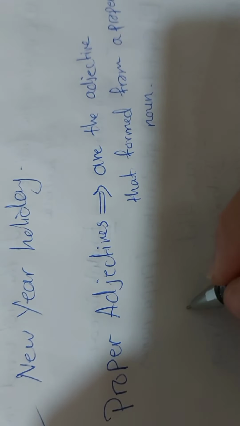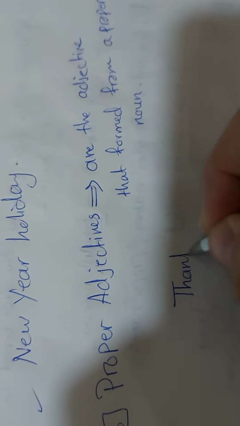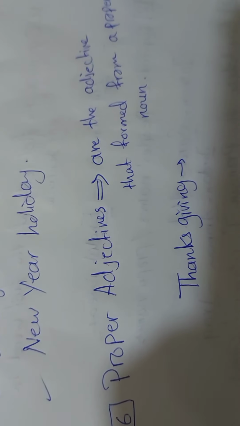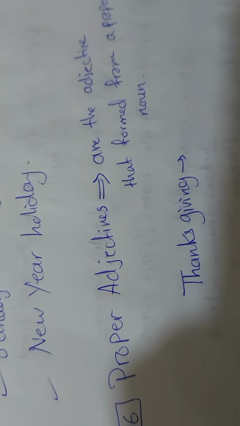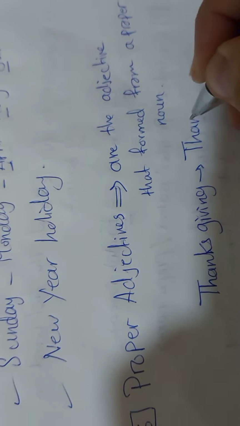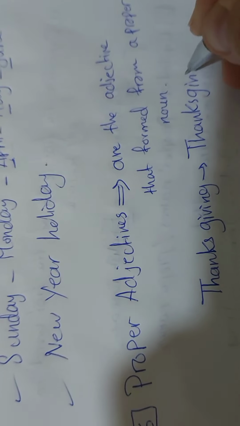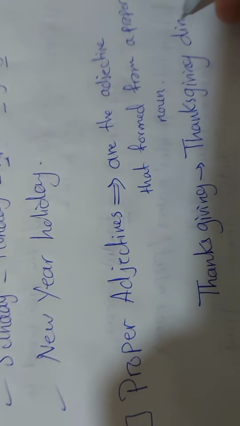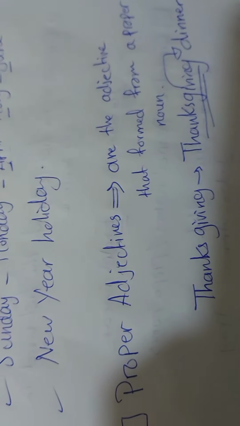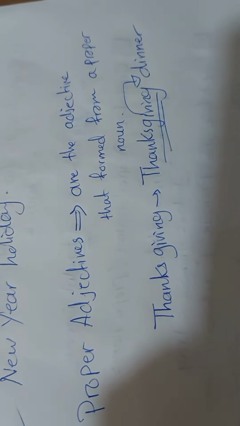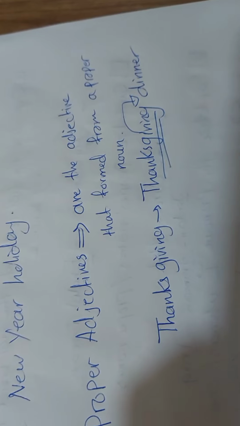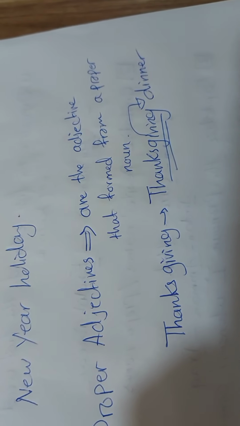Let us take, for example, Thanksgiving as a proper noun. I may use it as an adjective as well if I use it before a noun. When I come to say Thanksgiving dinner, here I use Thanksgiving as an adjective to describe the dinner. So this is exactly what we mean by proper adjective: an adjective that is formed from a proper noun.